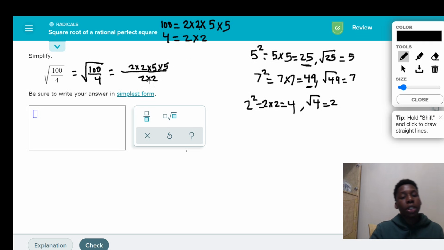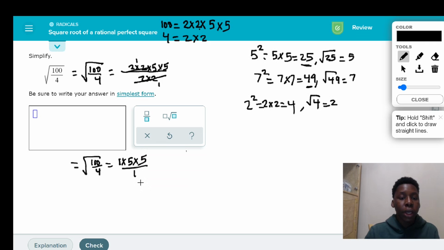And so I'm going to ask myself, what is common between the top and the bottom? If you look at this, at the top we have 2 times 2, and at the bottom we also have 2 times 2. So these two can cancel out, right? We cancel out 2 times 2 here with this because they're the same thing. When we cancel that out, that's going to be a 1 and 1 here. So we're good.